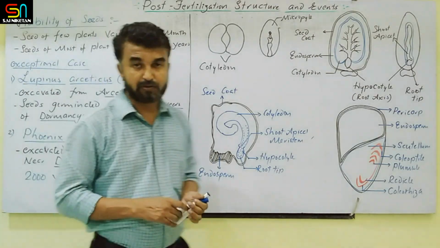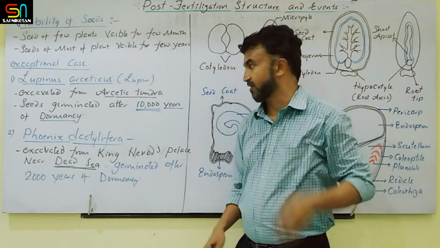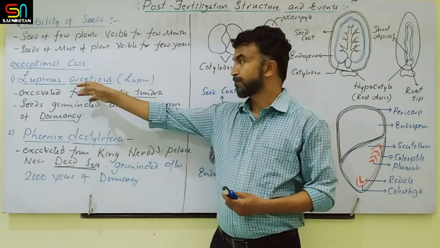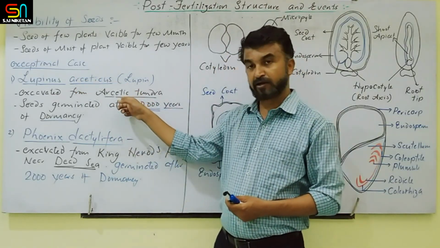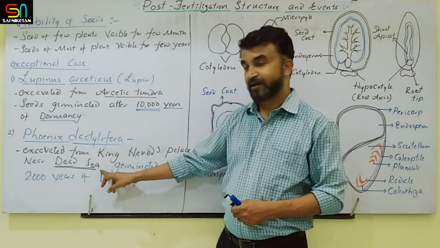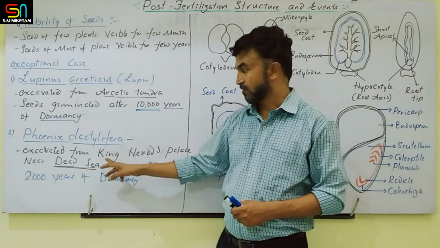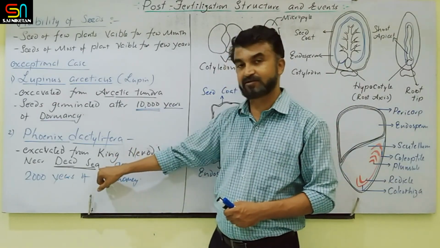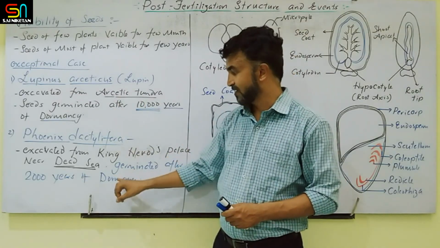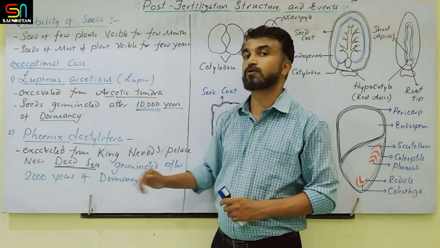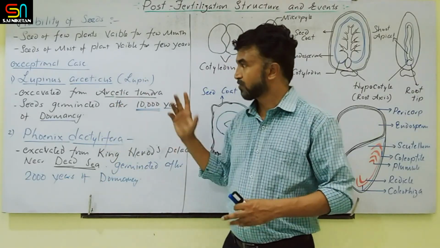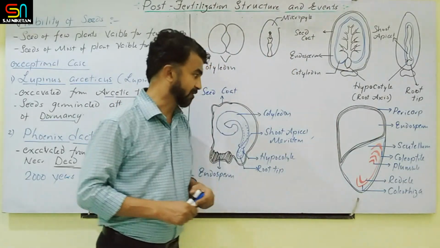Based on this, almost a one mark question may arise: from which region were these two seeds excavated? The Lupinus seed was excavated from the Arctic tundra. Phoenix dactylifera seeds were extracted near the Dead Sea, from King Herod's Palace. This one germinated after 10,000 years of dormancy, and this one after 2,000 years of dormancy. So these are one mark questions. This is about the end of seeds.